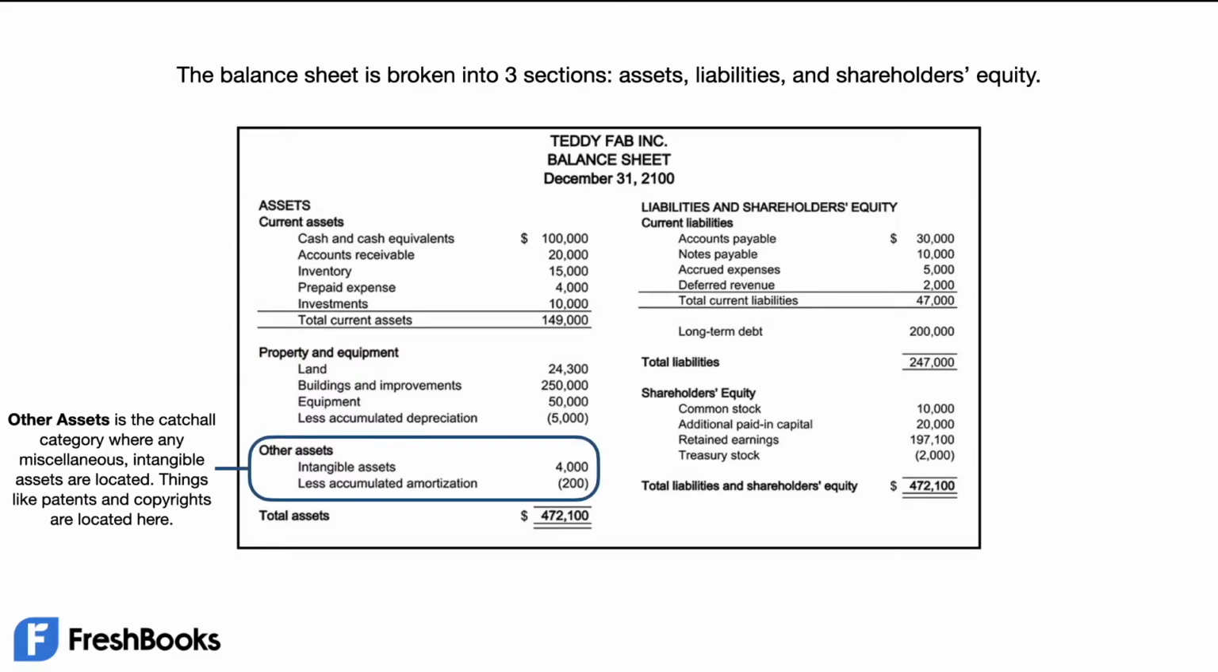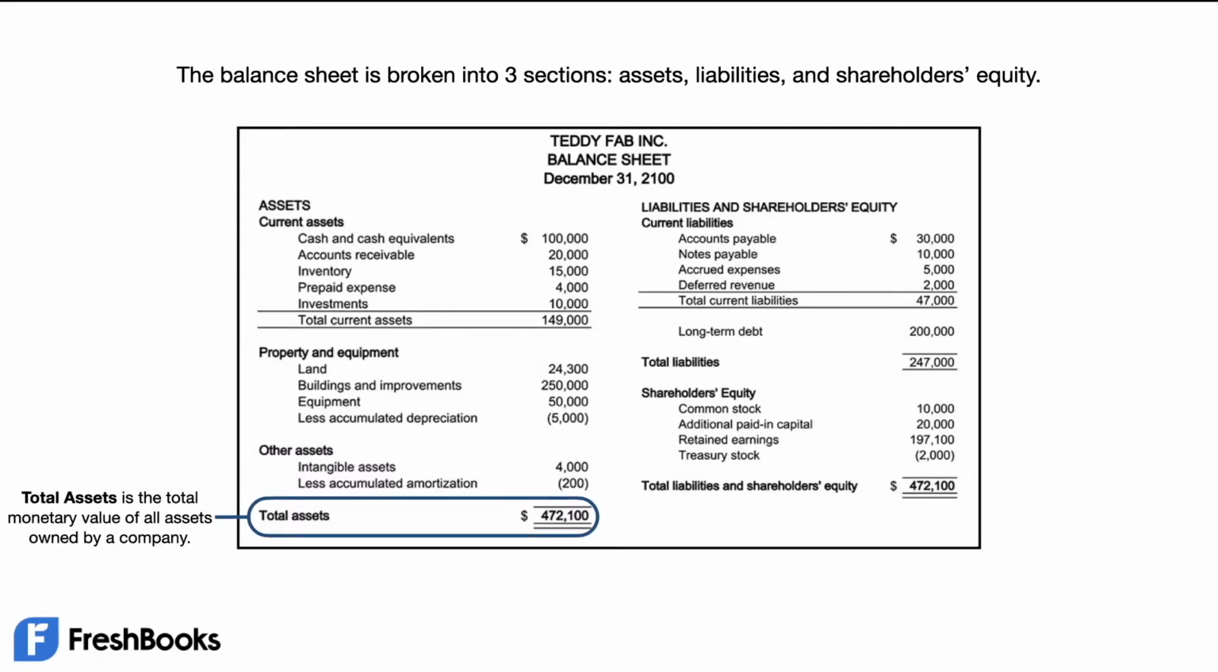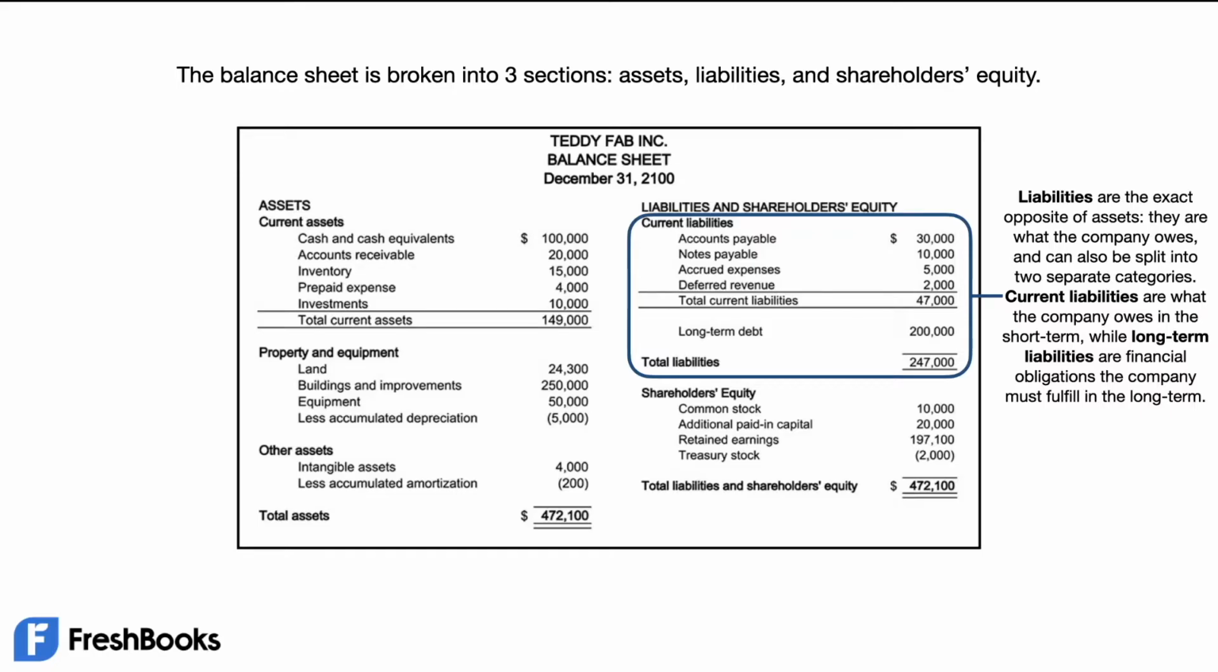Next, we have other assets, which is a catch-all category for all the miscellaneous intangible assets owned by a company. Things like patents and copyrights would be located here. The final thing on the left side is total assets, which is the total monetary value of all of a company's assets. In this case, the total assets value for Teddy Fab Inc. is $472,100.